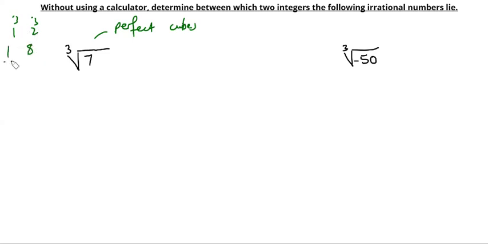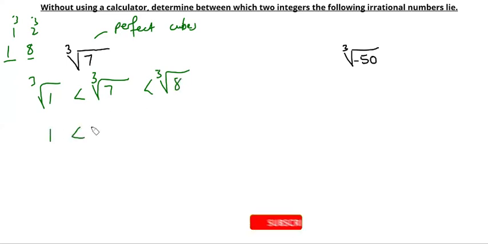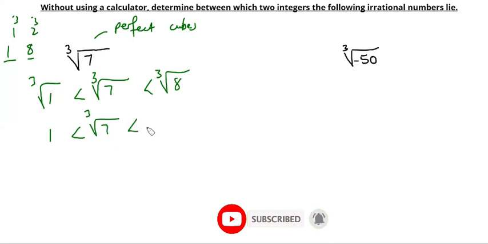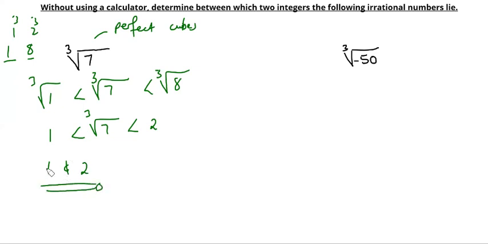So we can see that it lies between 1 and 8. We're going to say the cube root of 1 is less than the cube root of 7, which is less than the cube root of 8. That gives 1 less than the cube root of 7 less than 2, so it lies between 1 and 2. This is our final answer there.